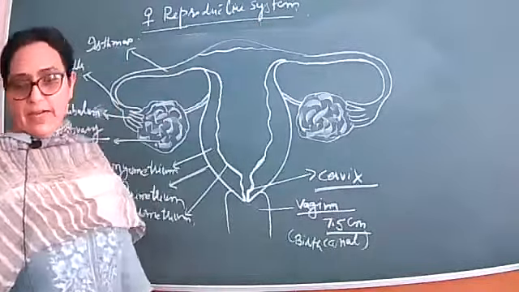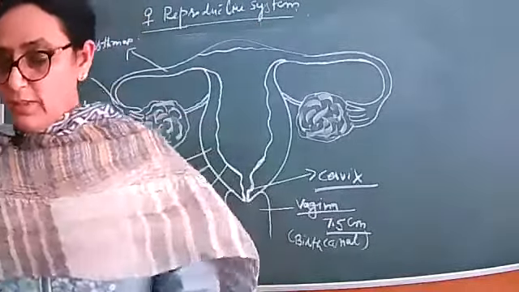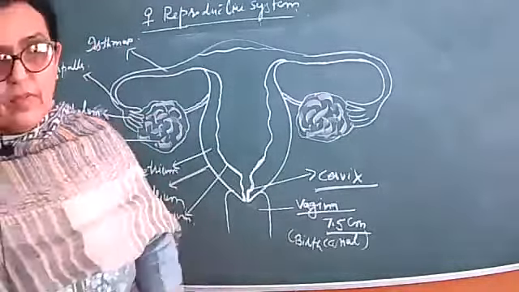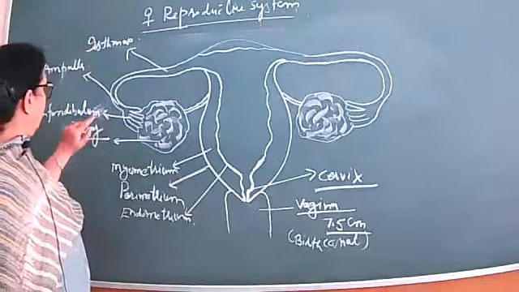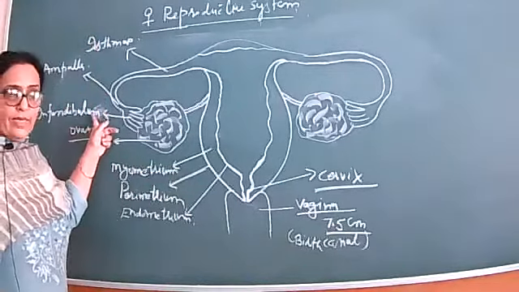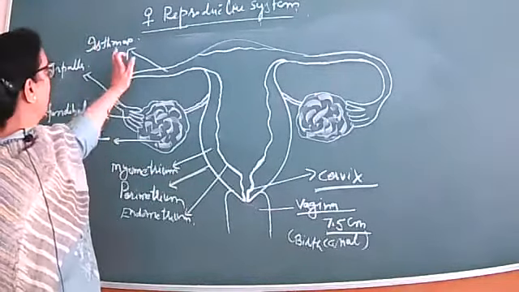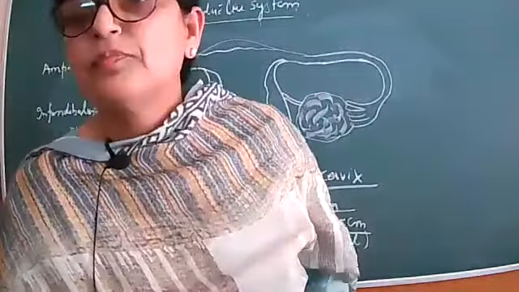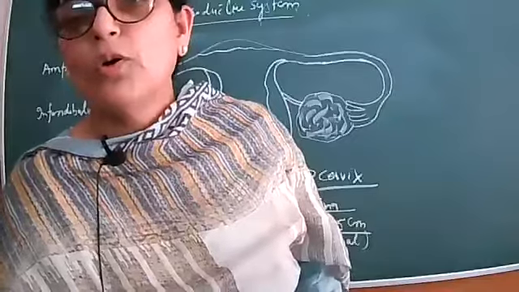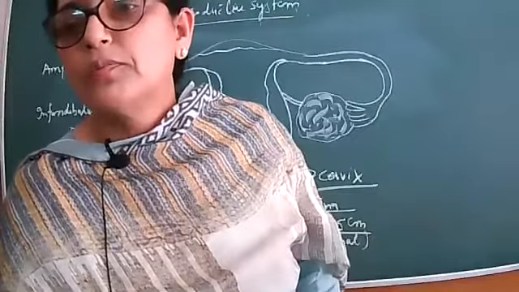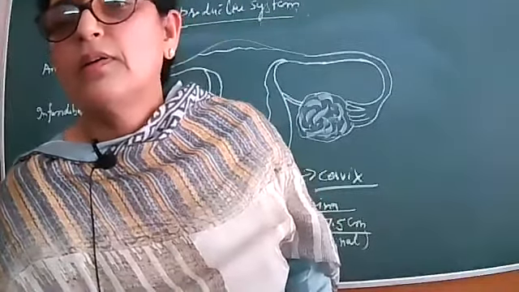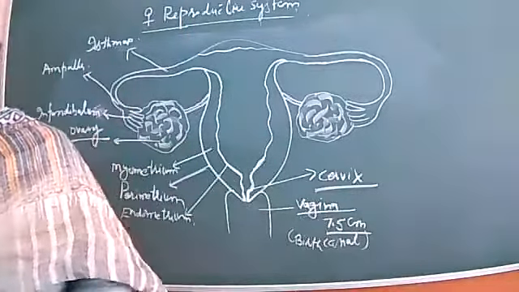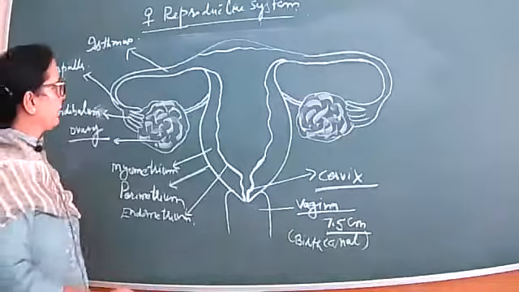Clear? Any doubt, beta, regarding this? Any doubt? Yes. So this funnel-like portion, what is that known as? Infundibulum. Ampulla, then isthmus. Any doubt? Yes, Tushar? No, ma'am. No? Okay. Nice.